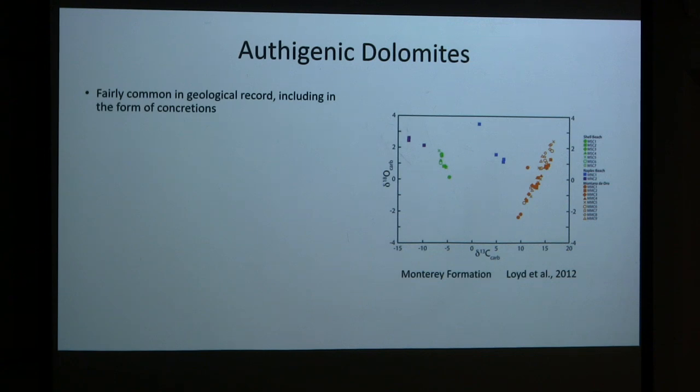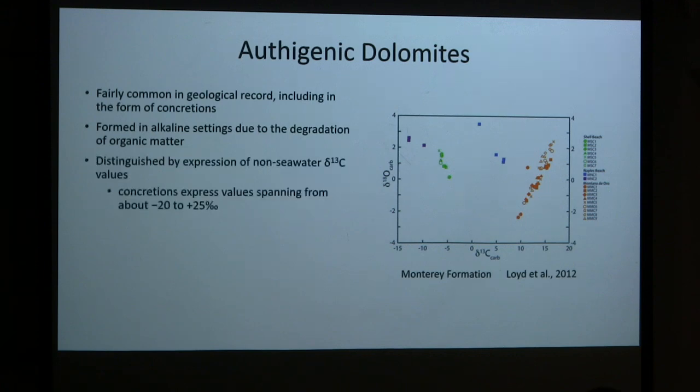Authigenic dolomites, so specifically talking about dolomites now. They're pretty common in the geologic record, including, of course, in the form of concretions. They're formed in alkaline settings due to the degradation of organic matter. As the organic matter degrades, alkalinity is raised, and it buffers the environment. Of course, because they're carbonates, they can't be in an acidic environment, otherwise they would dissolve. They're distinguished by expression of non-seawater stable carbon isotopic data.